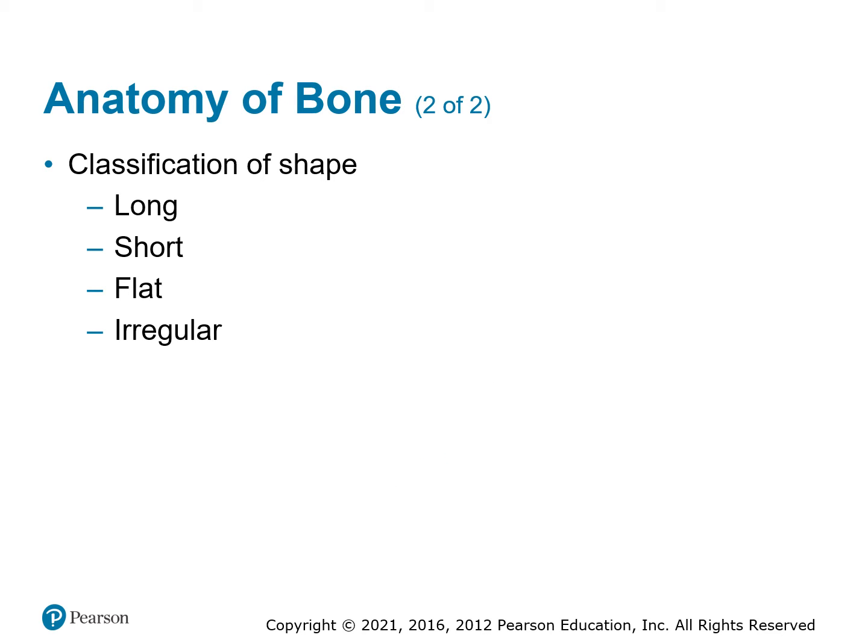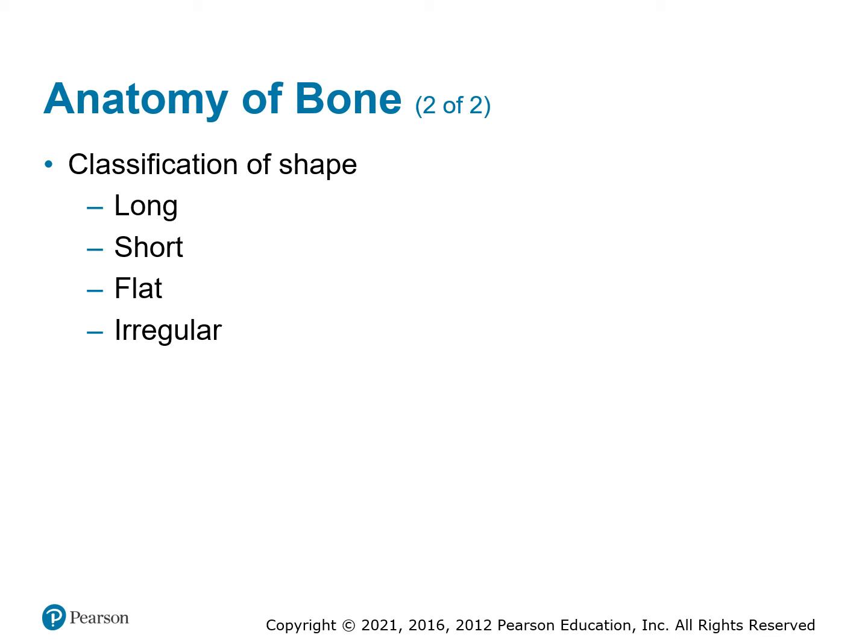Bones are going to be classified by the shape of the bone. So the first one being the long bones, which are going to be, as they sound, the longer bones in the body. So the bones of the arms and the legs would be considered long bones. Short bones, again, as it sounds, will be the short bones of the body, and those are going to be the bones located in places like the hands and the feet.